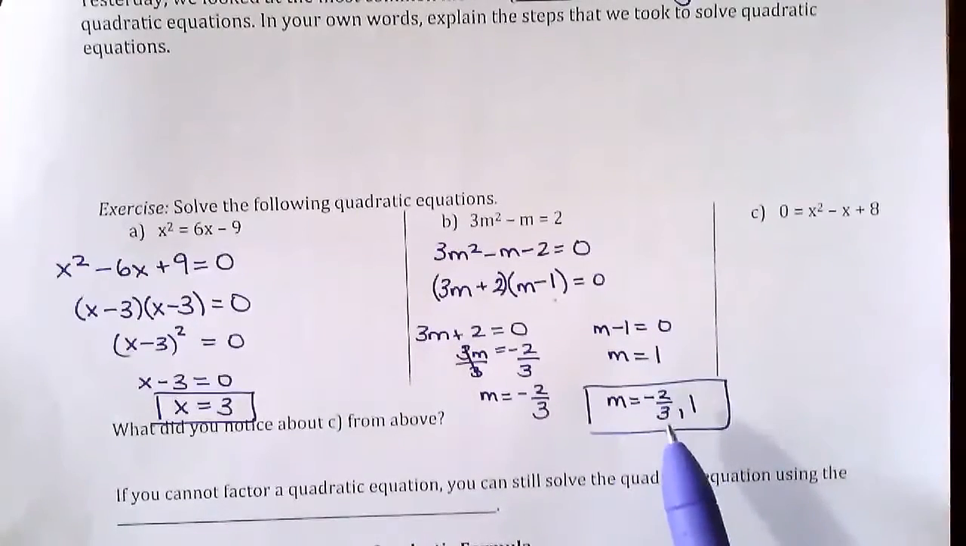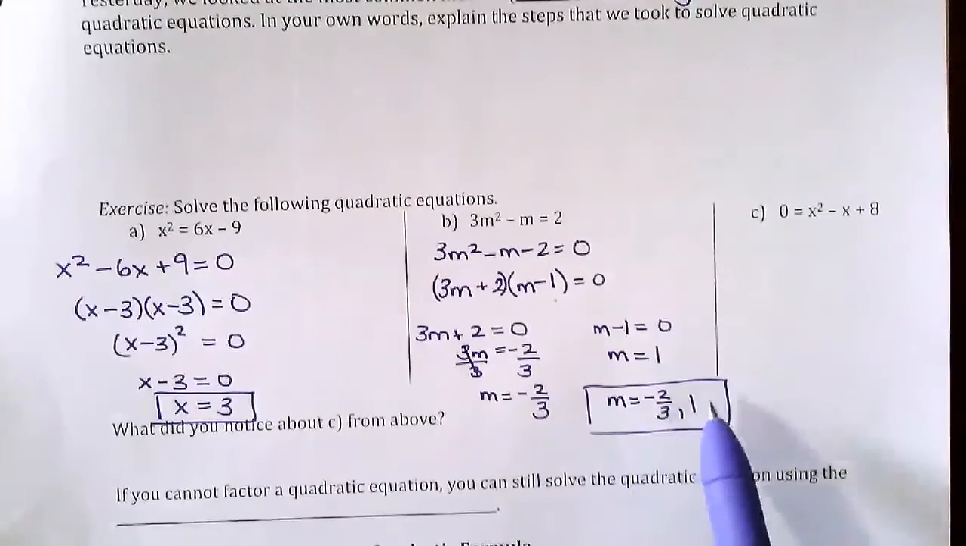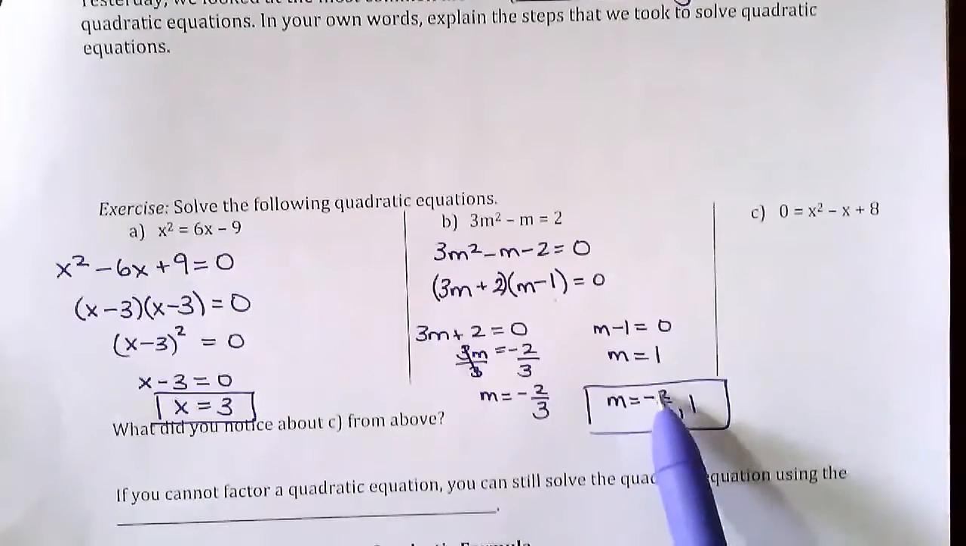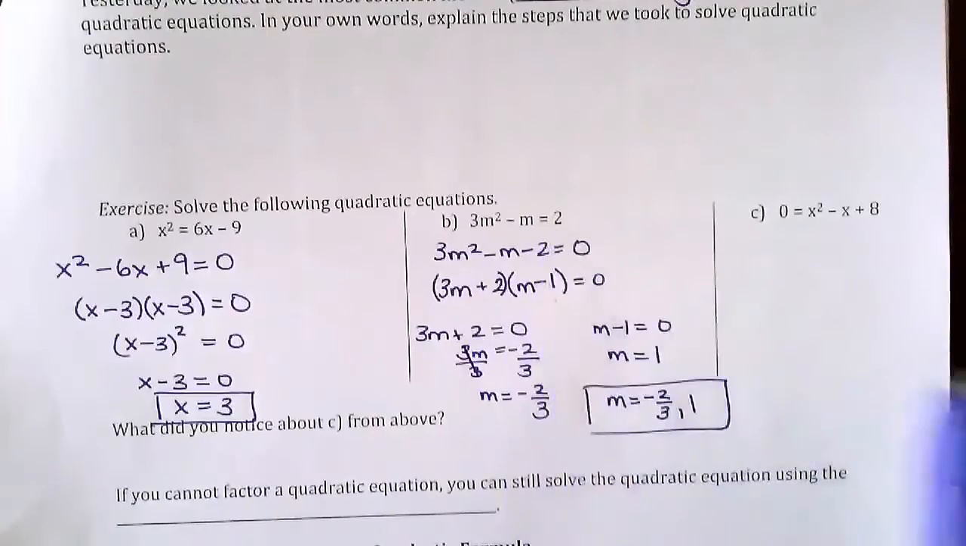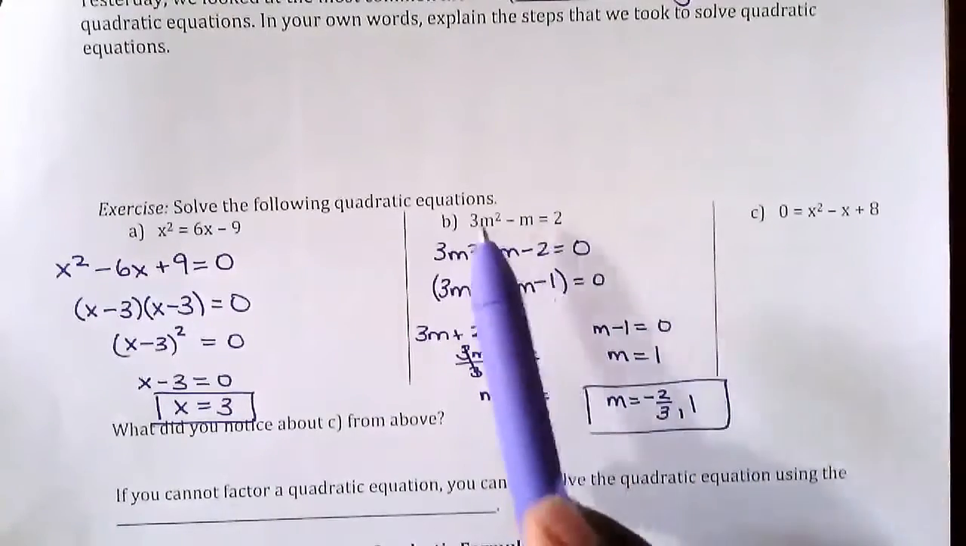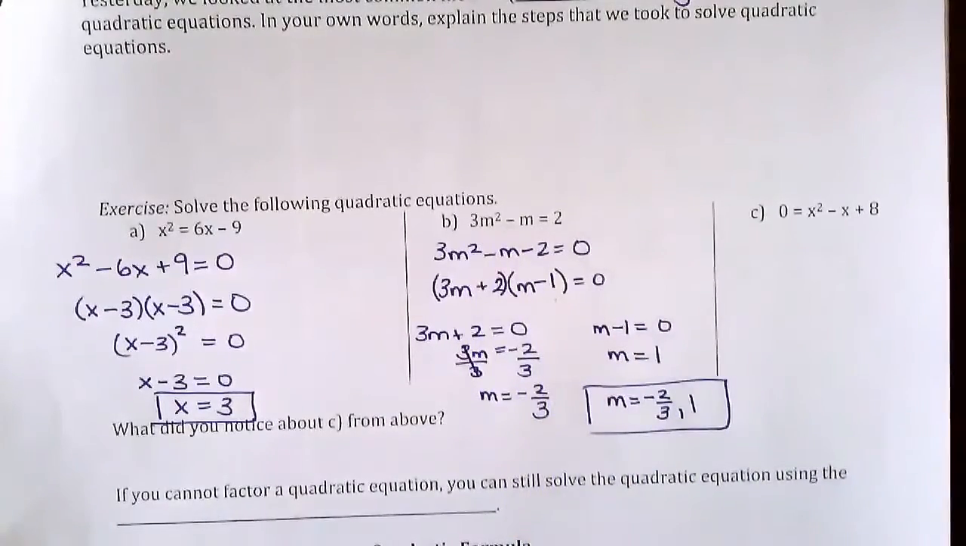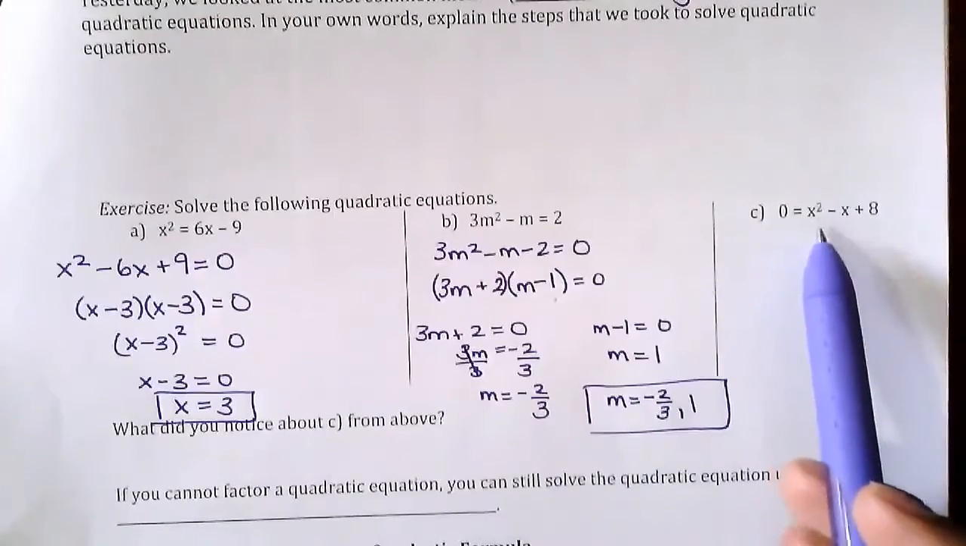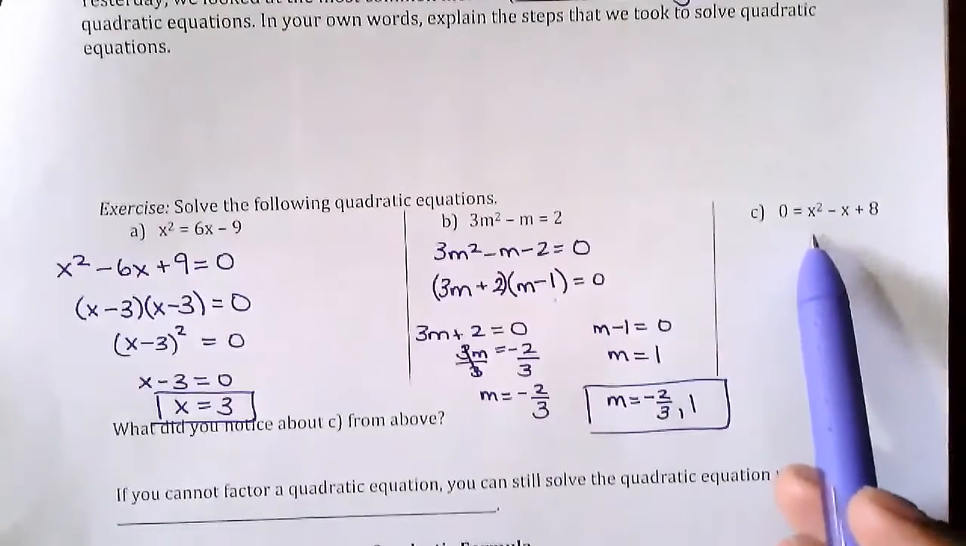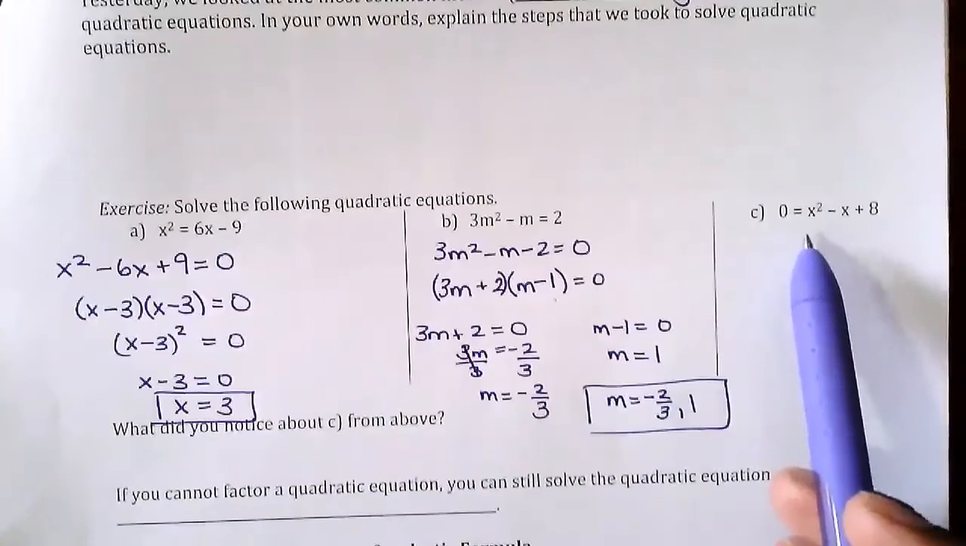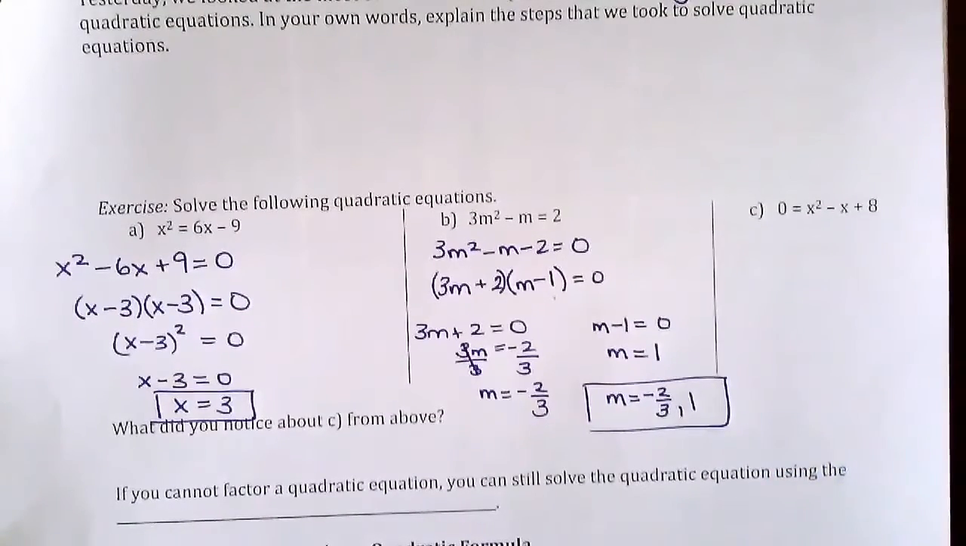Regardless of the number of answers you have, in this case, negative 2 over 3 and 1, if I take the negative 2 over 3 and replace it with all the m's, or if I take the 1 and replace it with all of the m's, the left side will equal the right side in both cases. I want you to pause the video. I want you to try to solve this by factoring. So try to solve it and then come back once you think you have the answer. So pause the video now.